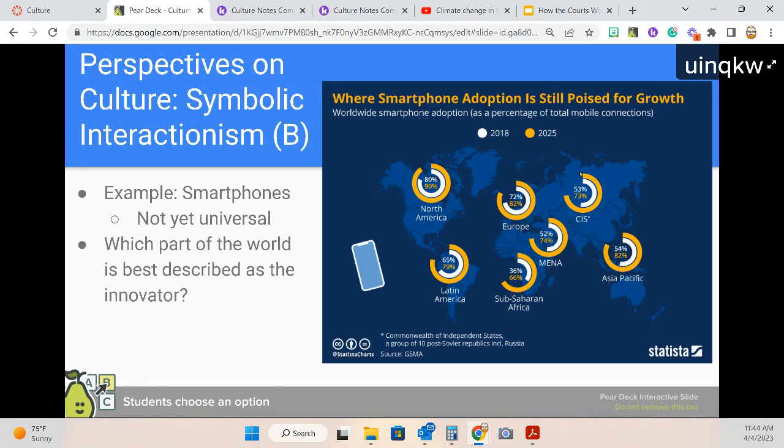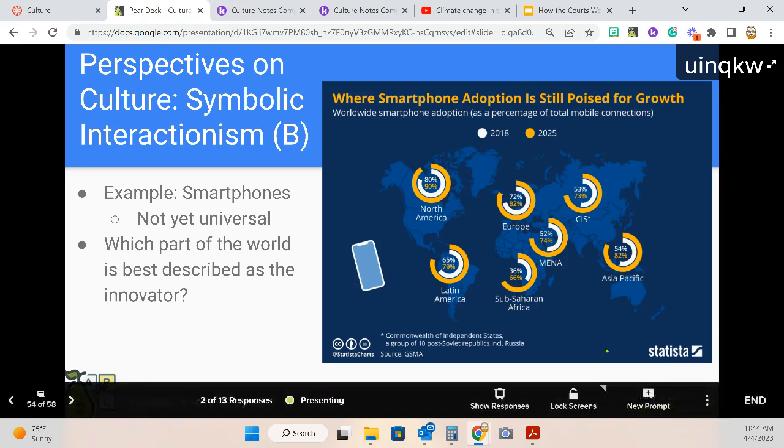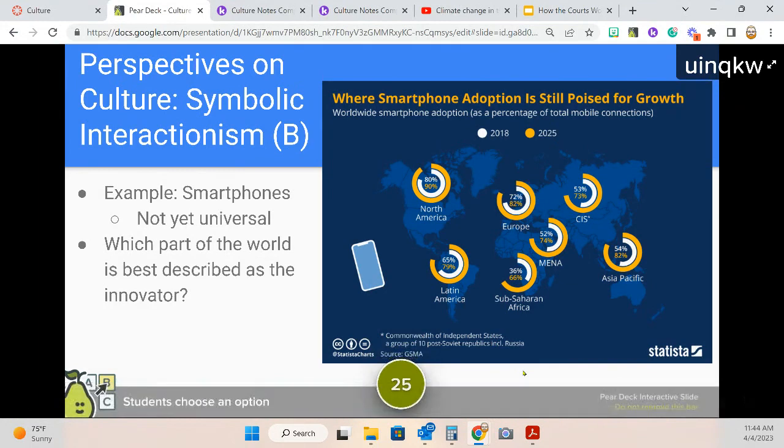But let's look at our different stages of adoption. Which part of the world is best described based on that image as the innovator? Choose your option from the 7 available. Take about 20 seconds out of that timer.